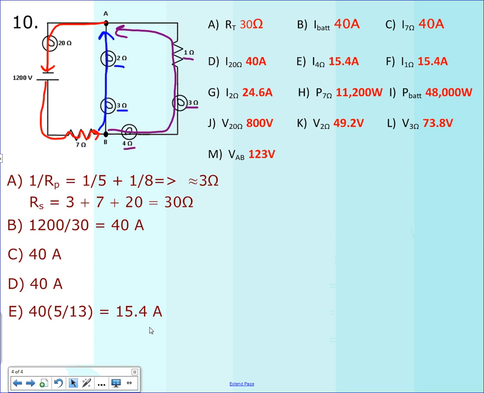At that point, if 40 amps comes out of the battery, then the blue and purple have to equal 40. So if 15.4 go down the purple, then 40 minus 15.4 goes down the blue. Or you can do the work for that where, let's see, where does it ask for that?